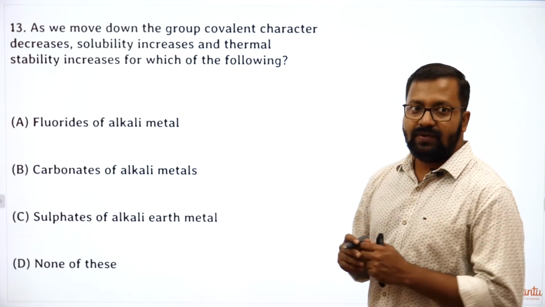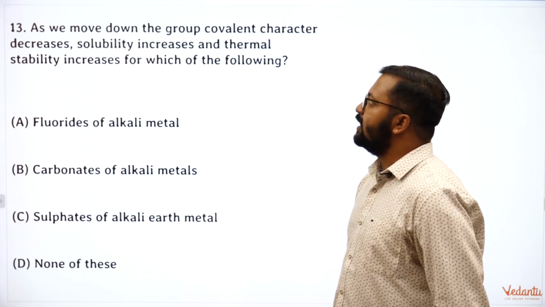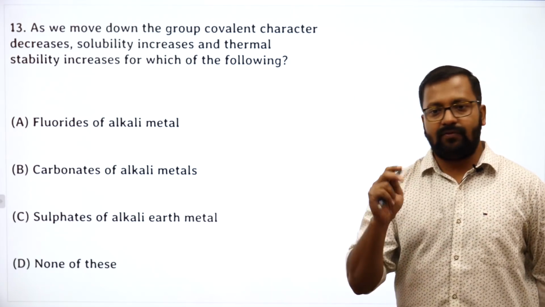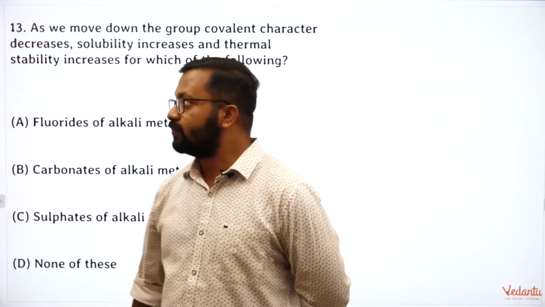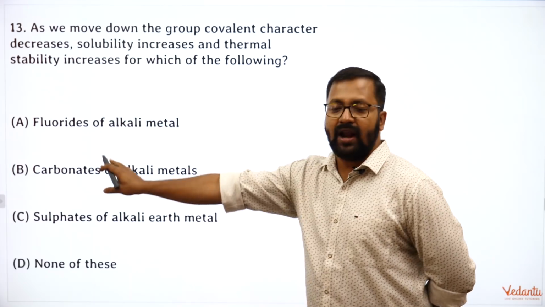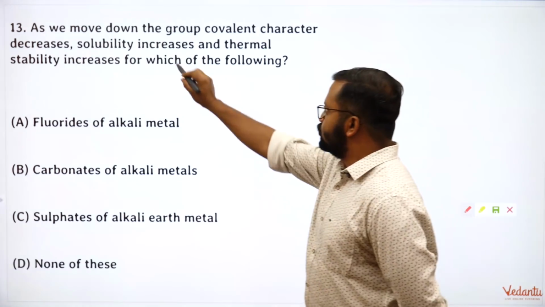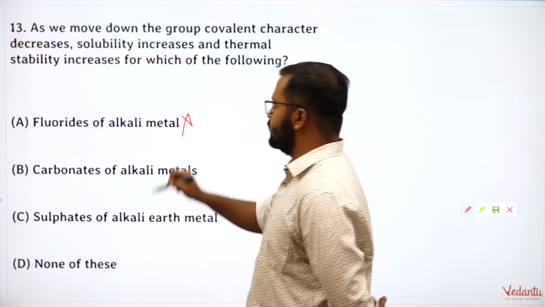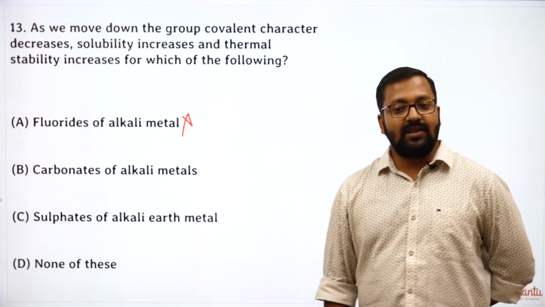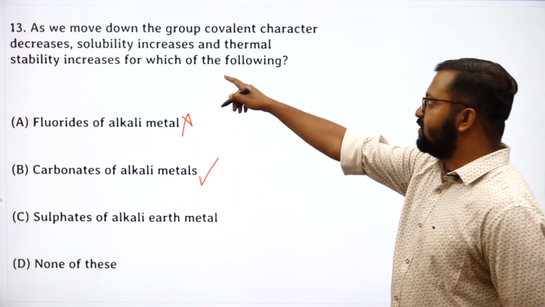Next question is, as we move down the group, covalent character decreases, solubility increases, thermal stability increases. Covalent character decreases, obviously, meaning the cation size is increasing. Solubility increases. Was fluoride following a proper trend? Obviously not. So on the basis of this, I can exclude this. Solubility increases, but whose solubility increases? Sulfates' will not increase. The right answer will be this. Okay? The right answer will be this.